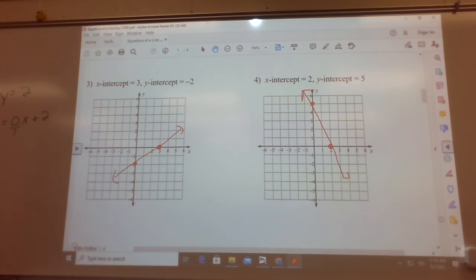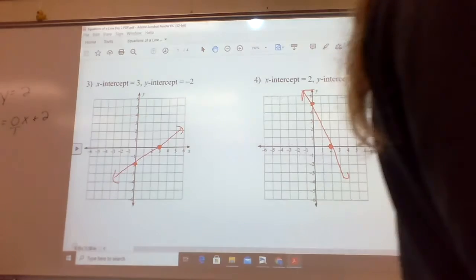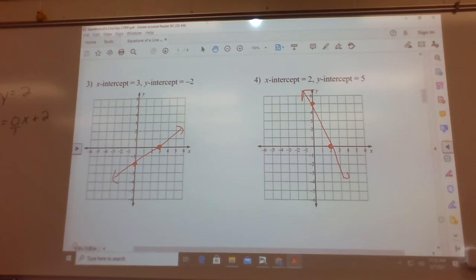Is this all we're doing today? I'm going to do the first 8 with you, and then the last 8 is what you're going to do, and then that's it. Are we okay on 3 and 4? I said they're the easiest of the bunch.